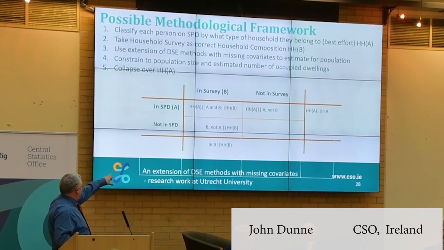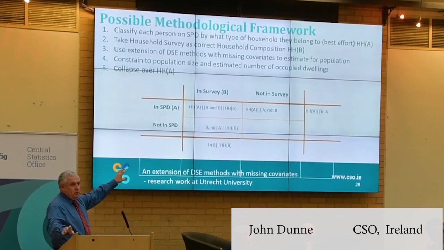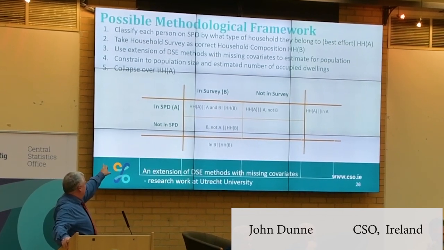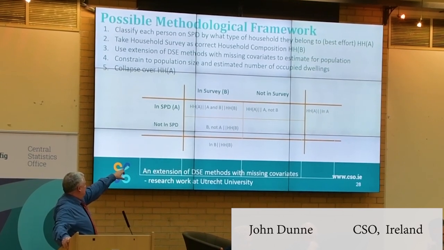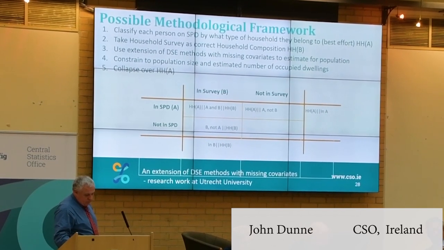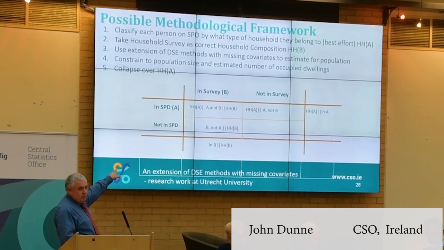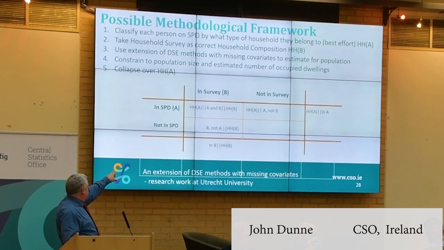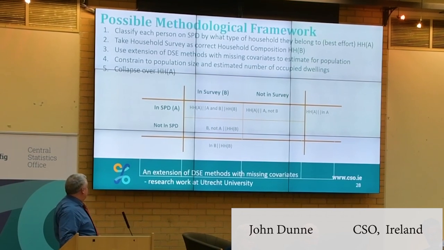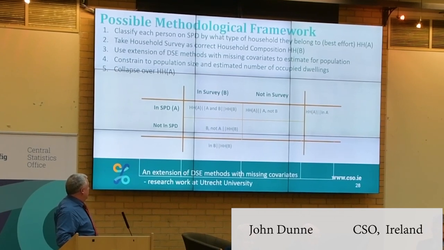We also have that other piece, B not A, with the HHB for those that aren't in the SPD, because we know that from the survey. And we have it over there for HHA, because we have it from the SPD in the upper right quadrant. So what we do now, we use the relationship in the top left-hand cell to estimate down for HHA in the second row where it's missing. Similarly, we use the relationship between HHA and HHB to estimate HHB over in the far right cell.